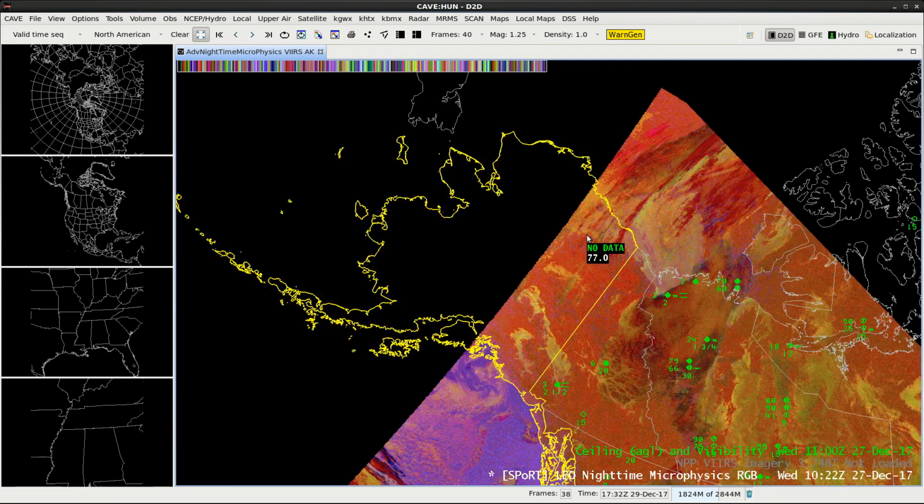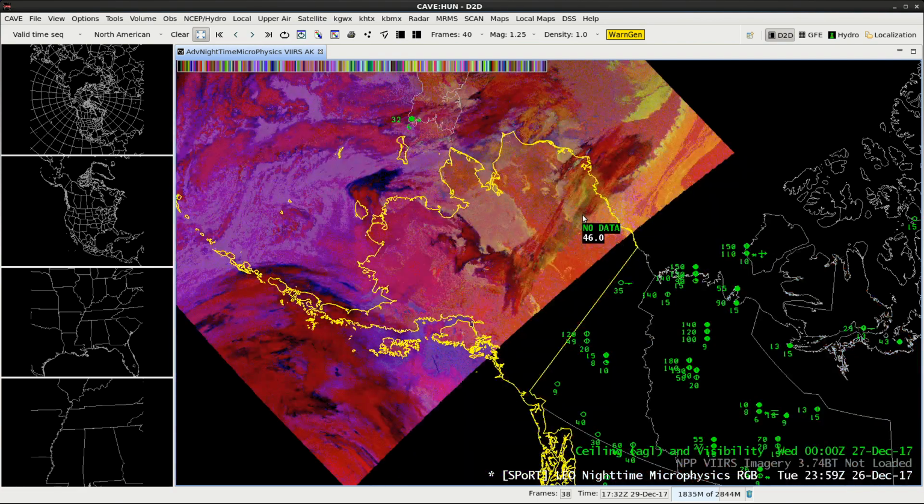It also helps distinguish these low cloud features from other clouds that may be occurring, such as this case where you can easily see where the low cloud extends, and then you have some other high cirrus cloud feature above that. So that's it for now.